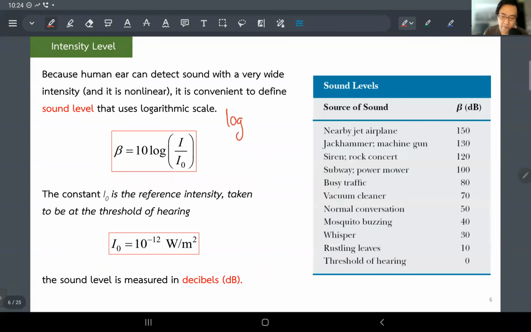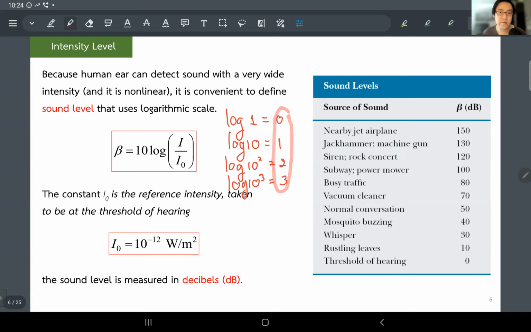You guys remember log of 1 is 0, log of 10 is 1, log of 100 is 2, log of 1,000 is 3. See? So the property of the logarithmic function is to transform something that grows exponentially and put it in a linear change. Does that make sense? Every time you take a logarithmic function, if it has some sort of exponential behavior, you can convert that into just numbers 1, 2, 3, 4, 5.